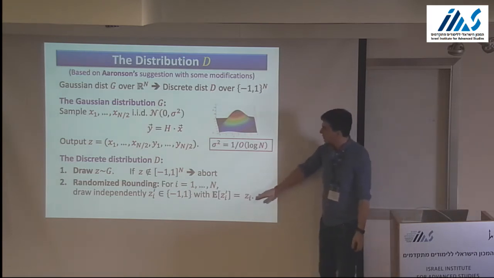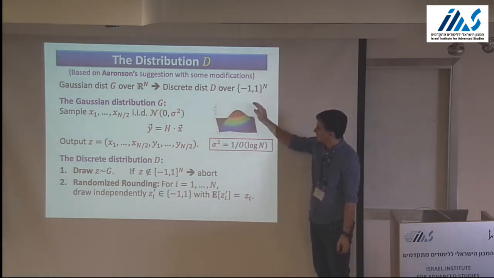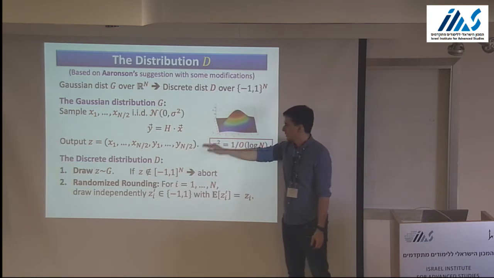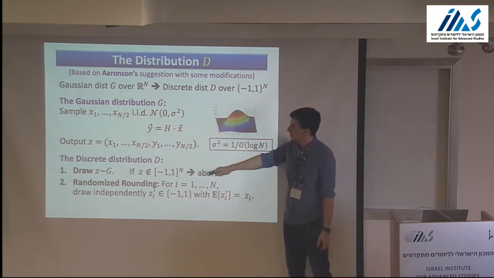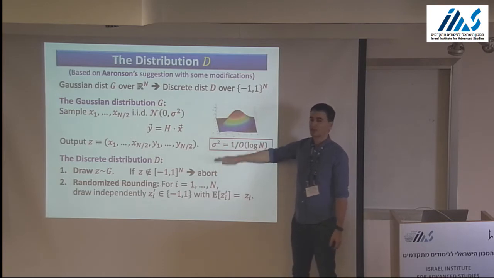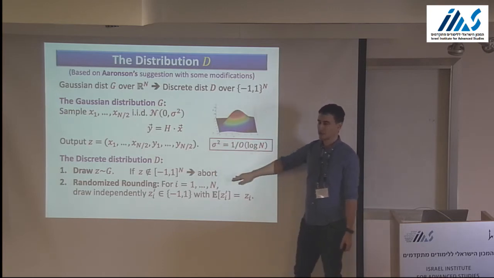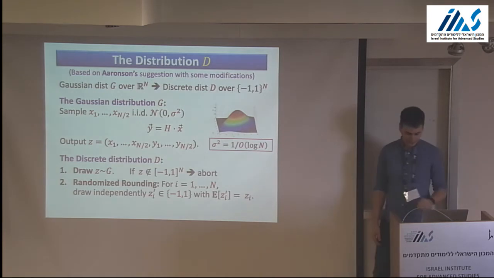I just want to mention that the original definition was similar up to this point, but then to go from the Gaussian to the discrete setting, you just take signs. I don't know how to analyze that. So I know how to analyze it with randomized rounding.